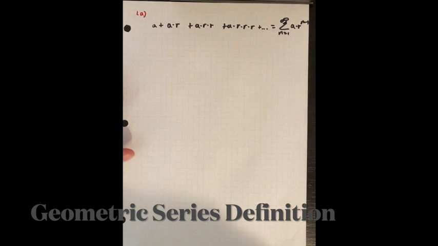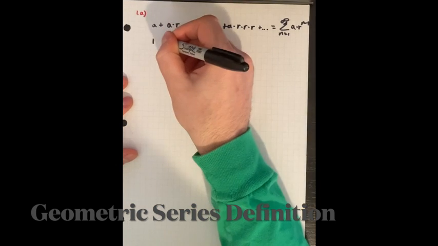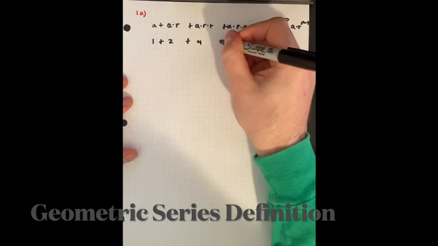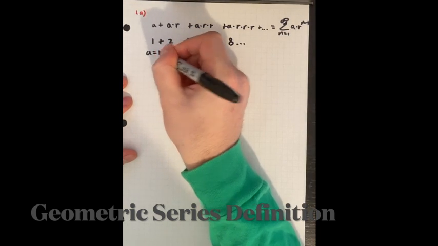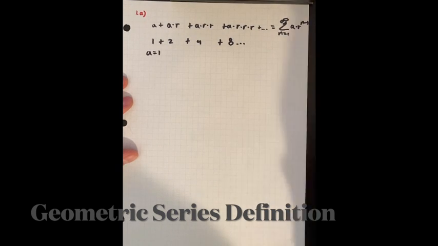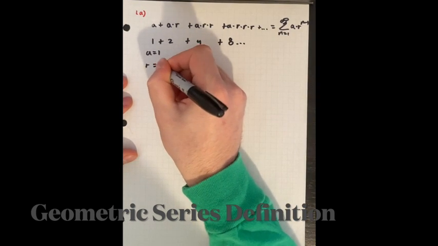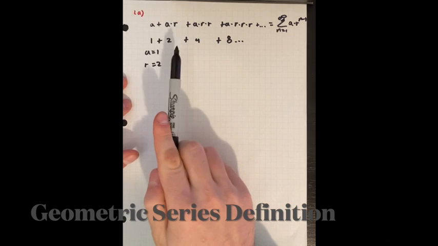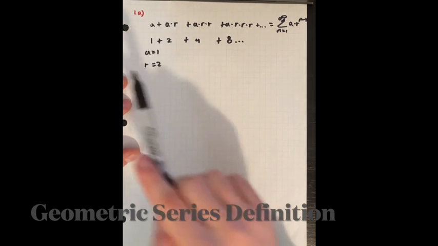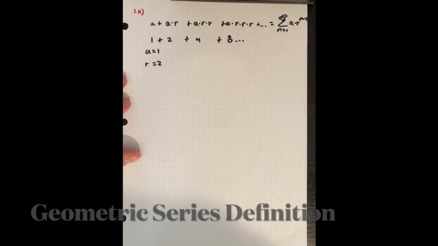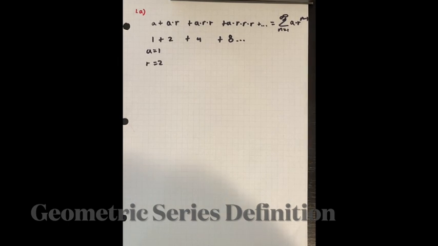So let's draw an example here. 1 plus 2 plus 4 plus 8. Our initial term a equals 1, and our common ratio r equals 2, where every single time after our initial term, we are multiplying the previous term by our common ratio. Now, this is the entire idea of what a geometric series is.